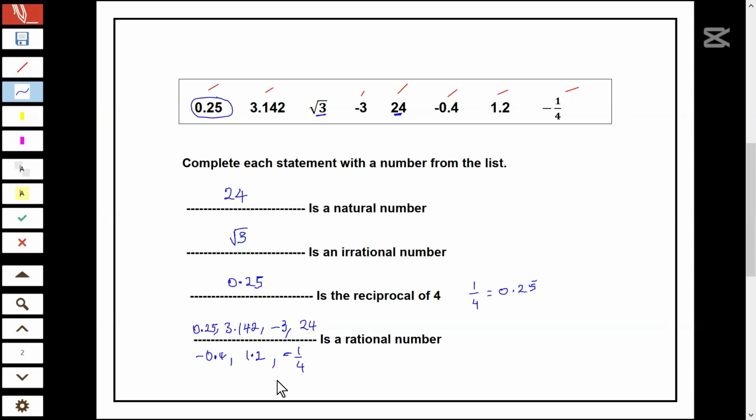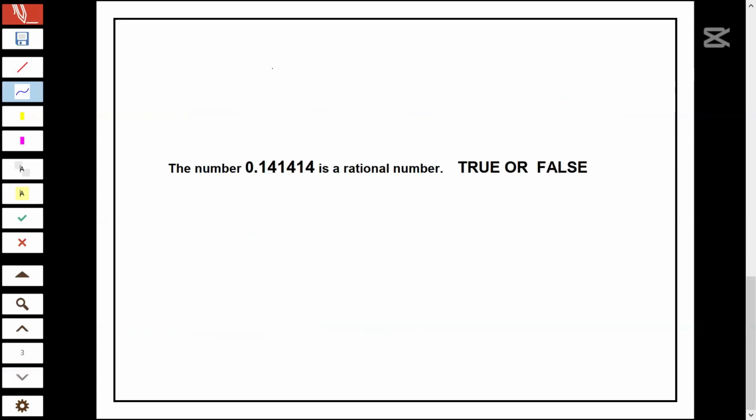So now I have a question for you. I need you to have a look at this and then tell us if it's true or false. The number 0.141414 is a rational number. Is this true or false? Leave your answer in the comment section and tell us if it's true or false.